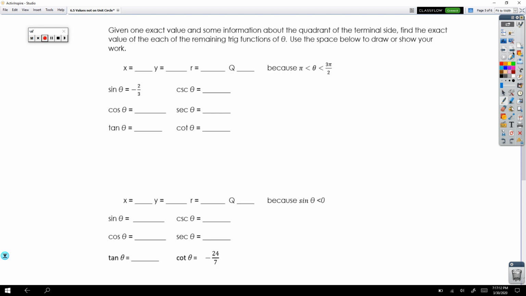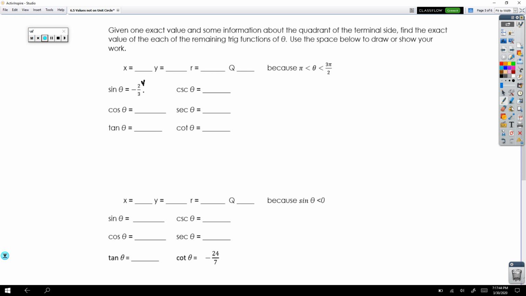Alright. Last 2 problems here. So, this time, it's going to give me one exact value, and then some bit of information about theta to help me with the quadrant. So, these are a little bit tougher in that I'm going to have to identify the quadrant, and it's only going to give me 2 of the 3 variables I need, so I'm going to have to use the Pythagorean theorem here. So, in this case, it tells me sine is negative 2 over 3.